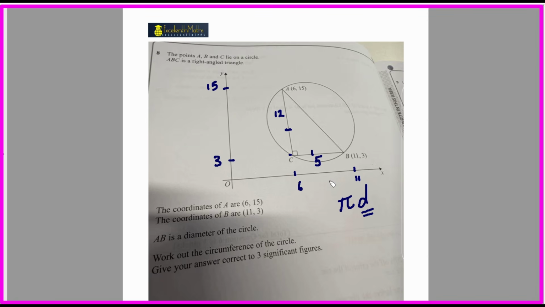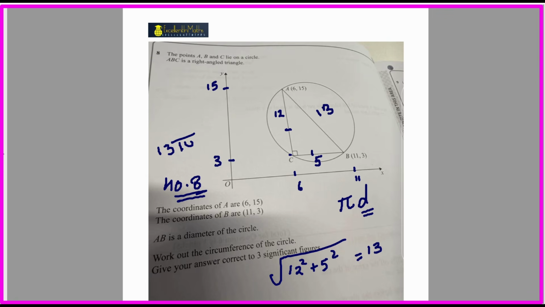If you go for Pythagoras, you square this one, you square this one, so 12 squared plus 5 squared, then you square root that, and it's going to give you 13. So the diameter is 13. Sub it here, so it's going to be 13 pi. When you put that on the calculator, to 3 significant figures, 13 times shift pi, you get 40.8 to 3 significant figures. Okay.